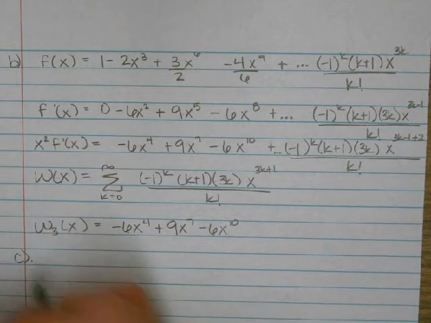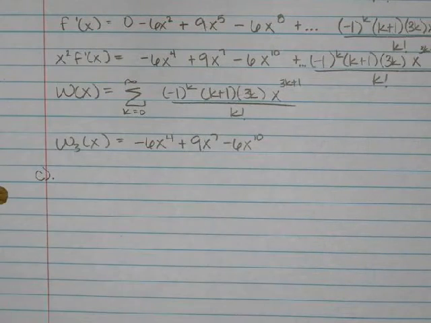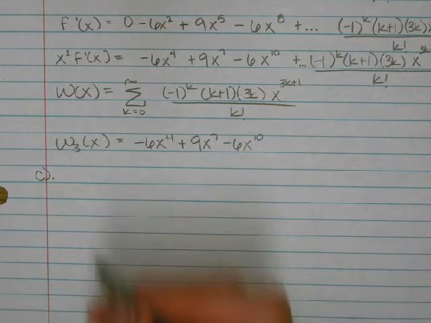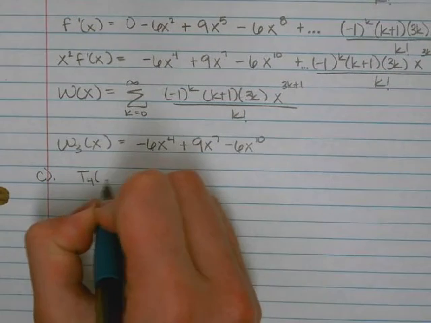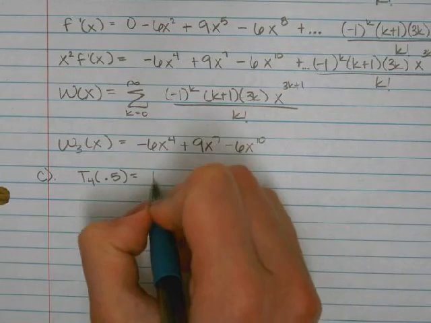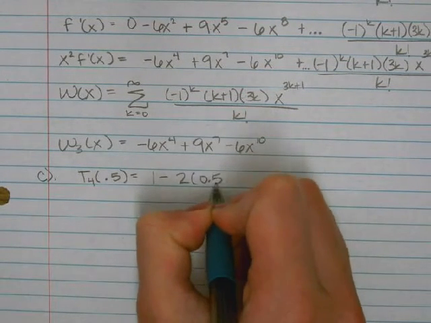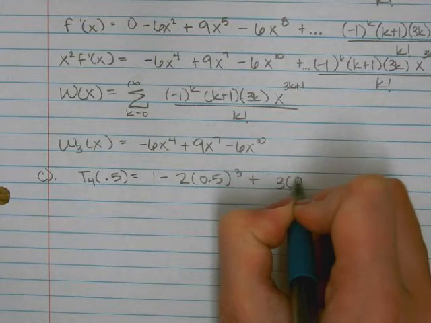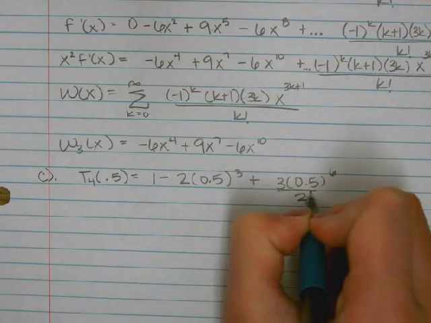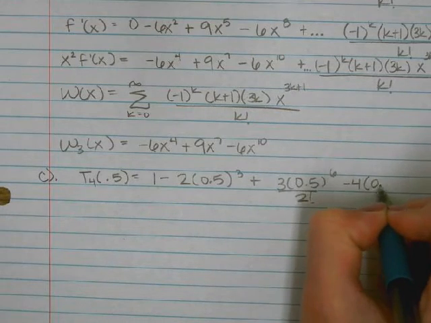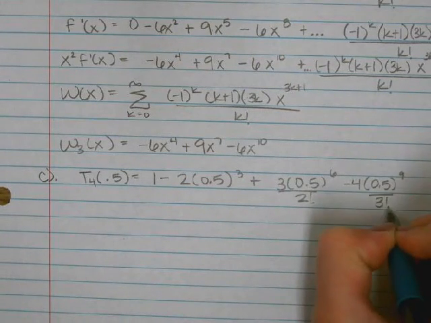All right, part C. So this one says that the real function evaluated at 0.5 is approximately the fourth term evaluated at 0.5, and the real function evaluated at 1 is approximately the fourth term evaluated at 1. So find the values of those. So t sub 4 of 0.5 is going to be 1 minus 2 times 0.5 to the third plus 3 times 0.5 to the 6th over 2 factorial minus 4 times 0.5 to the 9th over 3 factorial.